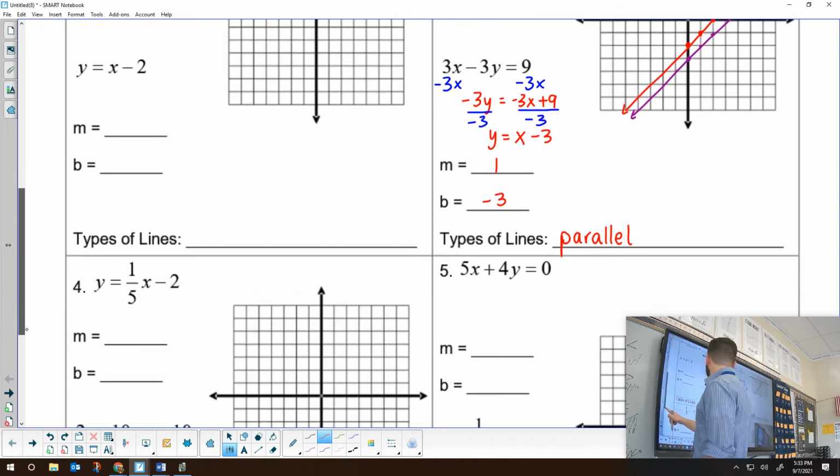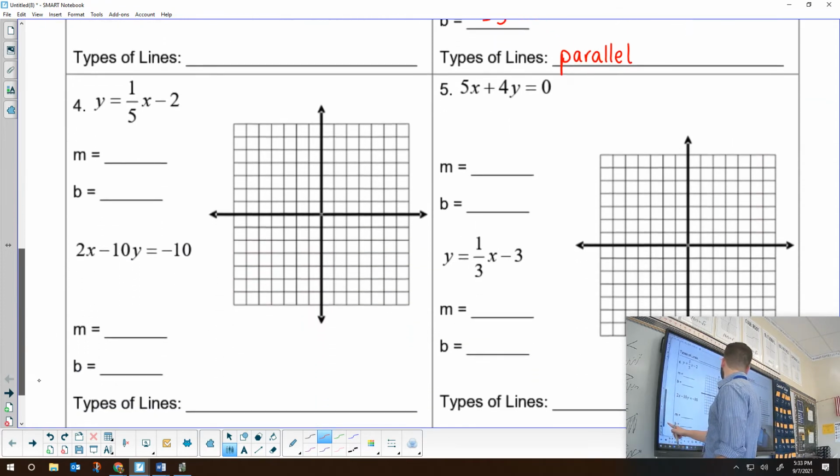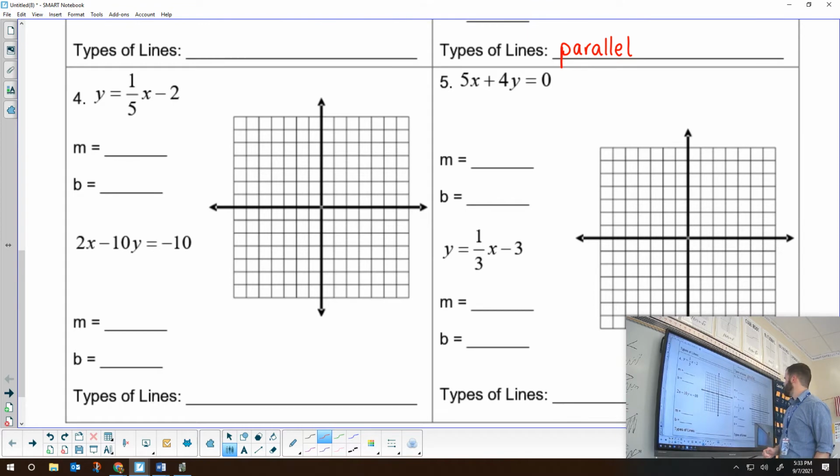Now let's take a look at number 5. Once again, I'm going to get y by itself on each one. We're going to work these out. For the first one, I'm going to bring this x over. We're going to minus 5x to both sides, and we're going to get 4y equals -5x. Then we'll divide both sides by 4, and I will get y equals -5/4 x.